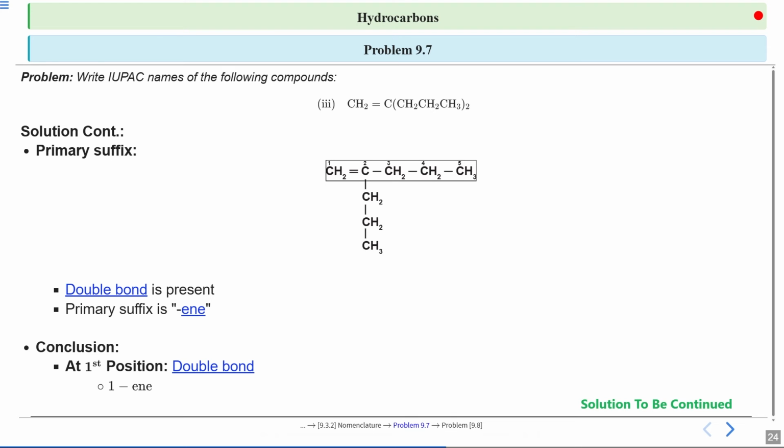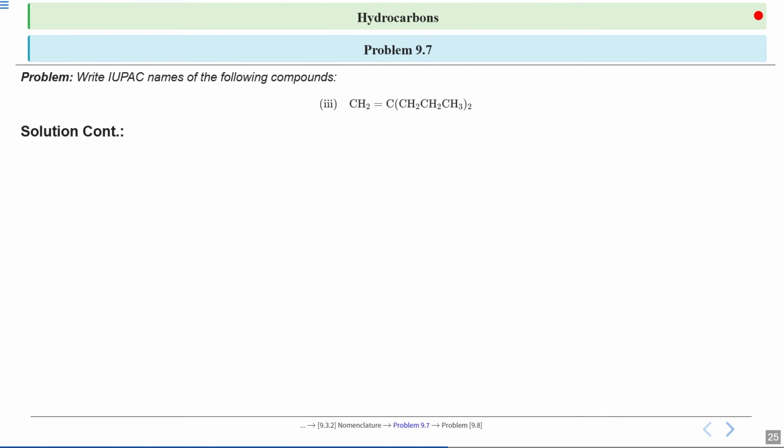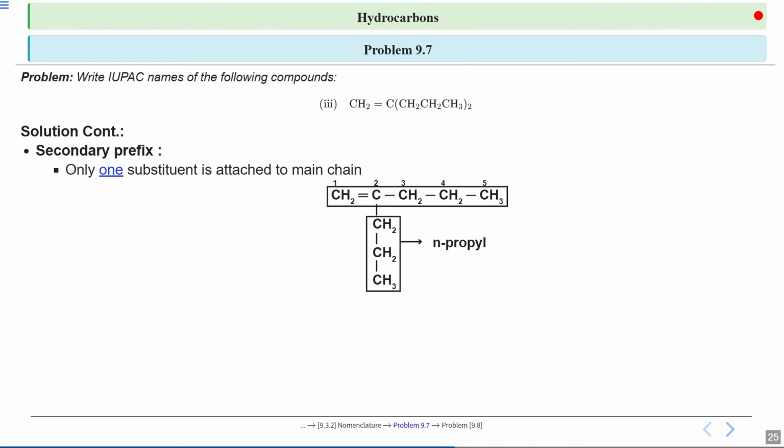Now next, we'll move on to the secondary prefix. So what about the secondary prefix? For that you have to look at the substituent. You can clearly see that there is only one substituent attached to the main chain. What is its name? Its name will be n-propyl, and this n-propyl is present at the second position. Therefore, the secondary prefix for the given compound is 2-n-propyl.